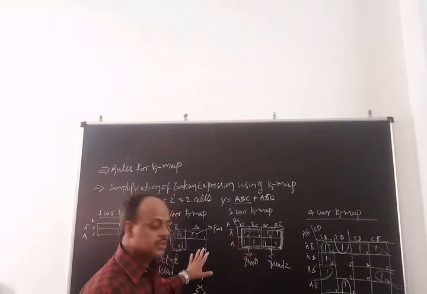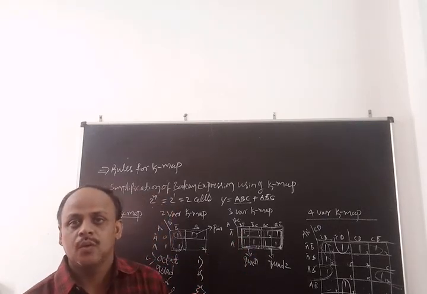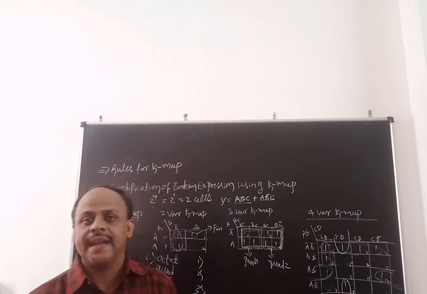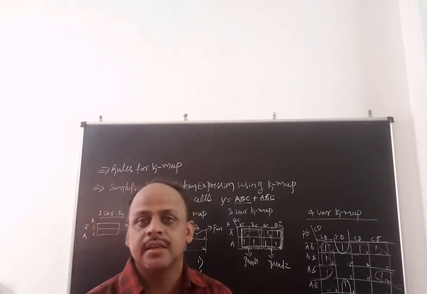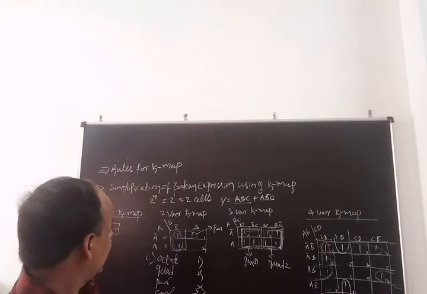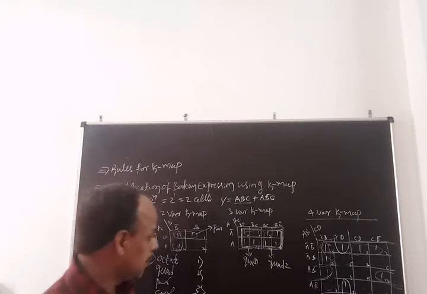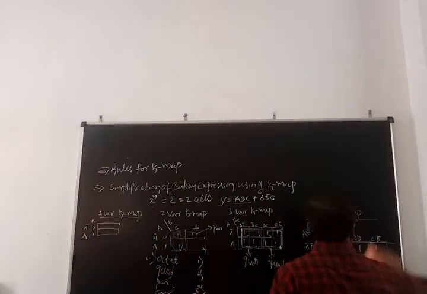So these are the rules. We have to follow these rules while simplifying a given Boolean expression using a K-map. Now let us see one example, then you are going to understand very clearly.